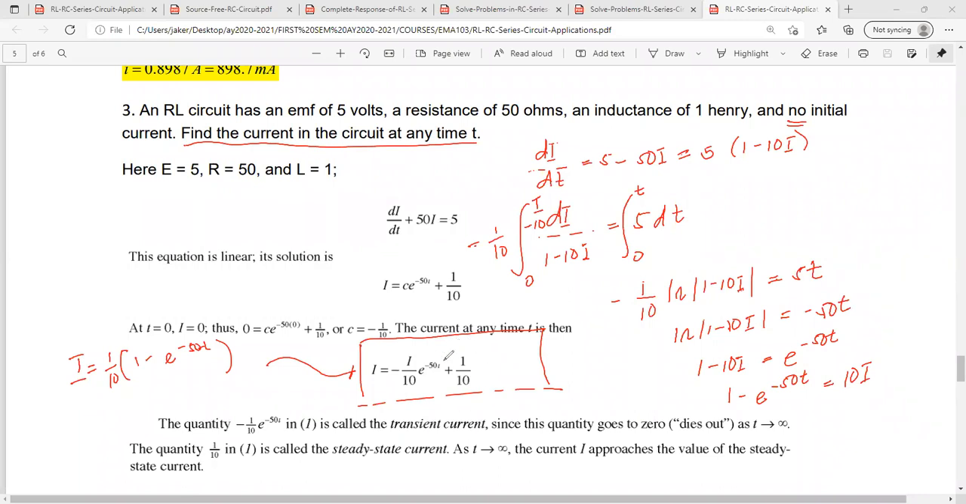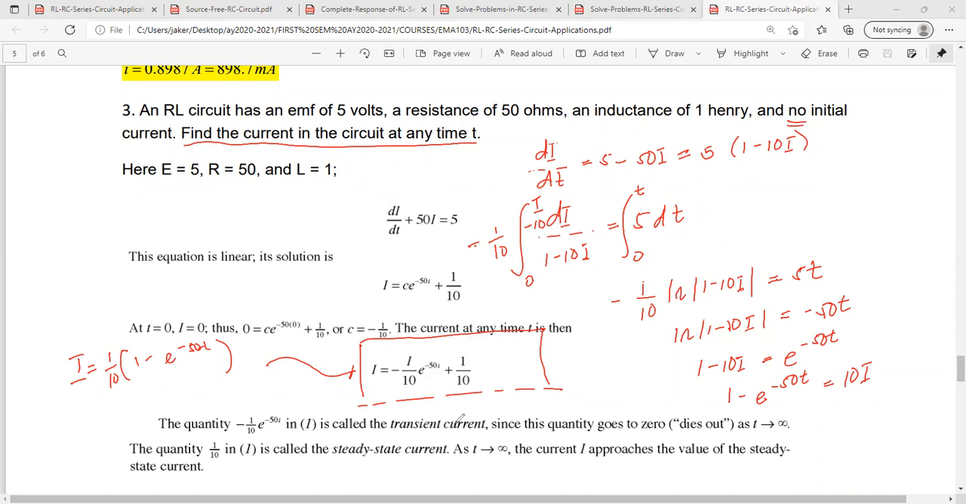The other term here is what we call the steady state current. Why do we call it the steady state current? It's because standalone, if the transient term is already set to 0, this is the only thing that is left in your expression. So as t approaches infinity, the current i in your circuit approaches the steady state current. If we substitute infinity in this particular equation, what is left now is 1 over 10, and that is your steady state current. Okay? The value of i in this expression as t approaches infinity approaches this steady state value, which is 1 over 10.